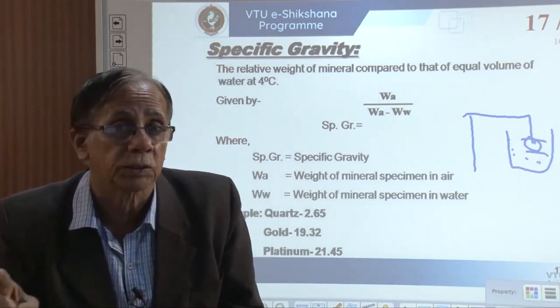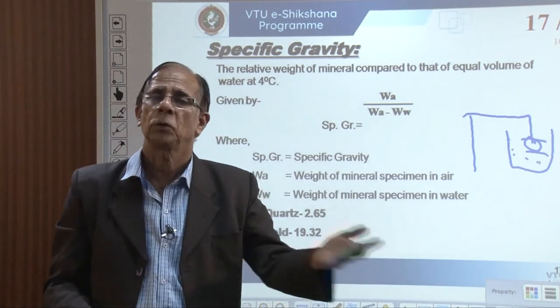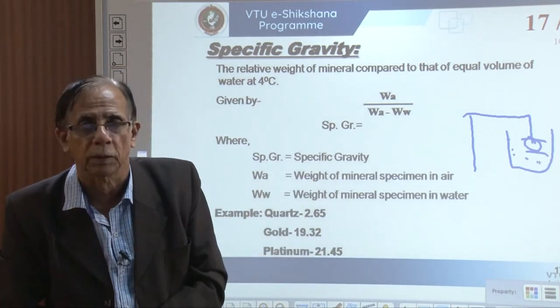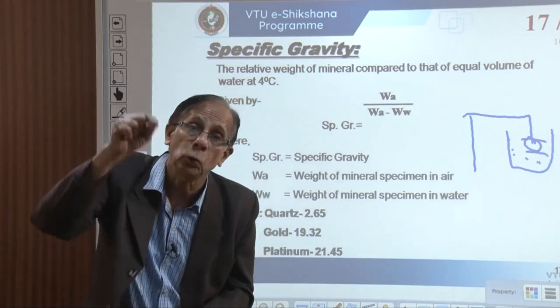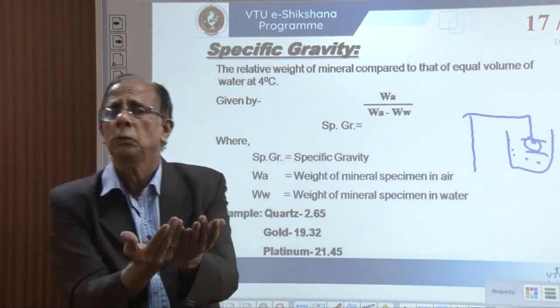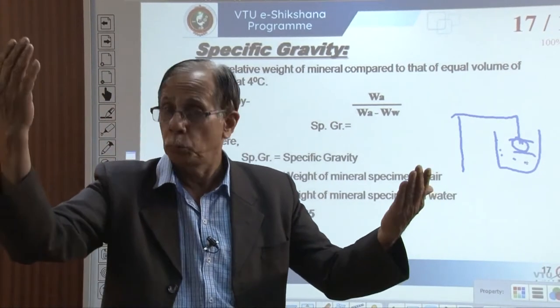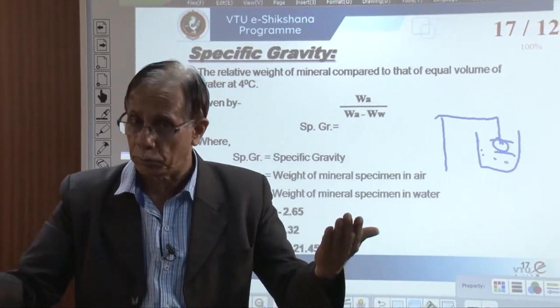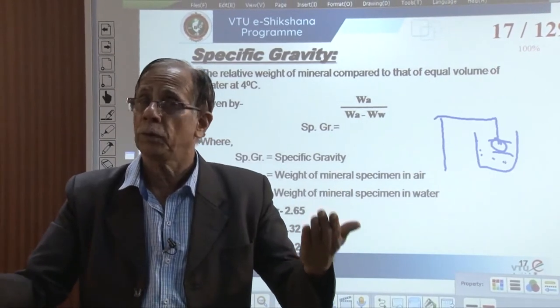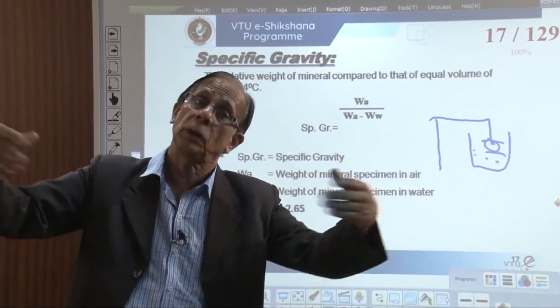Ore minerals, oxide group minerals: hematite, magnetite, pyrolusite, these are all oxide group minerals. They also have high specific gravity. How do I distinguish barite from magnetite or hematite? Both have high specific gravity. It means specific gravity alone will not help us to distinguish several minerals.